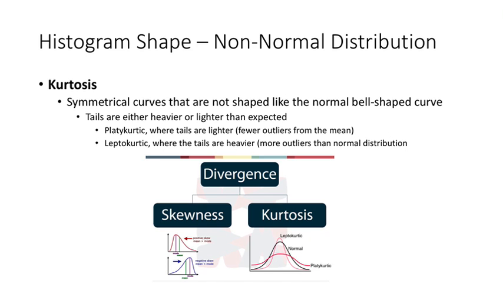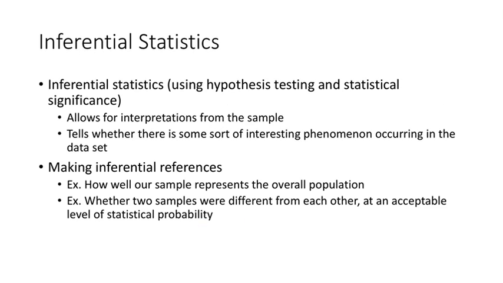Kurtosis also involves symmetrical curves, but they're not quite like the normal bell-shaped curves. The tails themselves can be either heavier or lighter than expected. And so we have these two ways to diverge from normalness: skewness, which we did under the last slide, and kurtosis, which is the one we're looking at this time. So you can have few outliers outside the mean, and that's called platykurtic, and you can see that in the lower right-hand diagram. But when the tails are heavier and there are more outliers than the normal distribution, we call that leptokurtic.